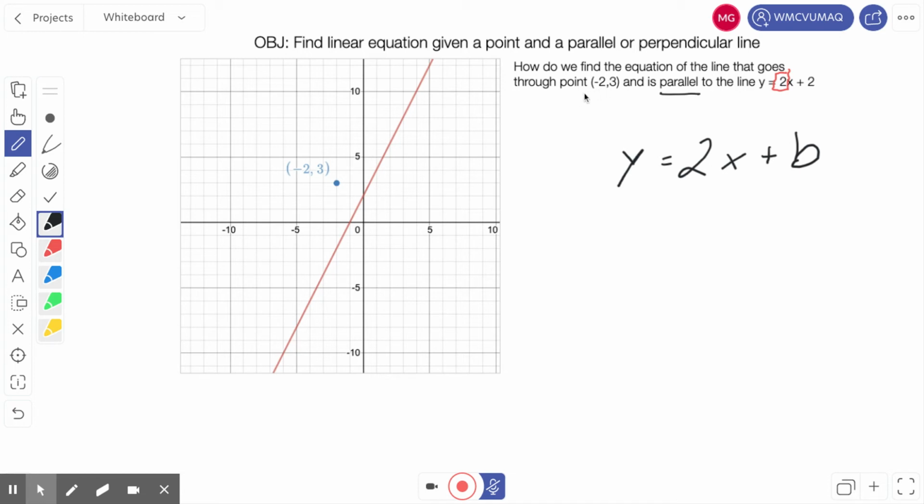This -2 stands for the x value. So -2 is the x value, and 3 is the y value of that point. So what we can do is take these values and plug them into the equation. So where we have the value of y, we can put it in for y.